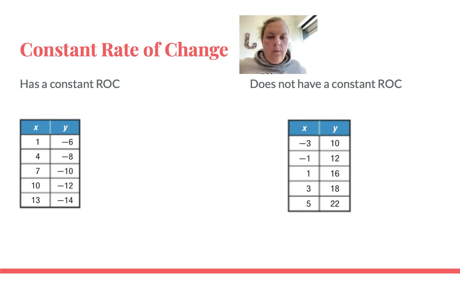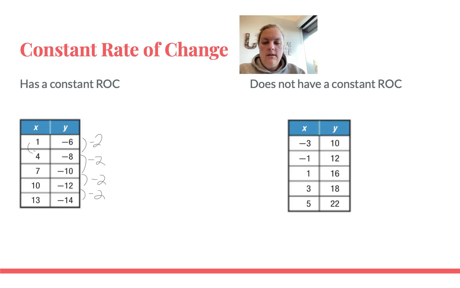Sometimes when you are working with these tables, they don't always have a constant rate of change. And so you can figure this out by looking at the changes in the y's and the changes in the x. And in this case, I'm going to start with my y's over here. I have a -6 to a -8. That's a -2. And if I keep going down each time, the difference is -2. Okay, so that so far is good. That's a good indicator. Now I'm going to look at the x's.